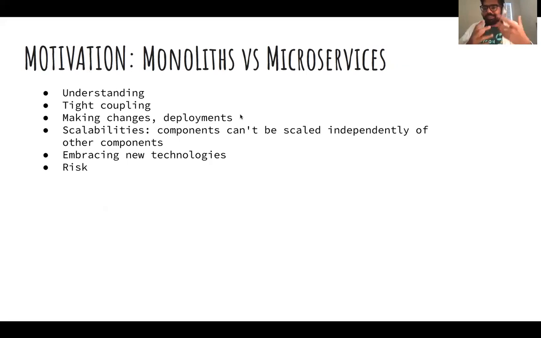But with microservices, since they're so small, people can take ownership. Amazon popularized this two-pizza team concept. Your team size should be something that two pizzas will feed, so like 10, 15 people, and they can own these services.